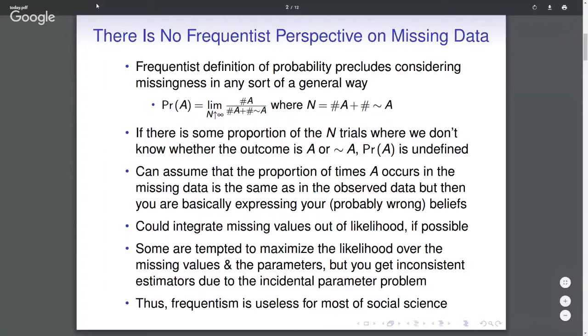In that case, we're never going to be able to get a unique limit for what the probability of A is. We could put a bound on it. You could assume all the missing trials are A equals 0, and then you get a lower bound for the probability of A. And you can assume all the missing trials have A equals 1, and you would get an upper bound. But if a non-zero proportion of those are missing, you're never going to be able to take that limit and come up with a unique value for the probability of A.